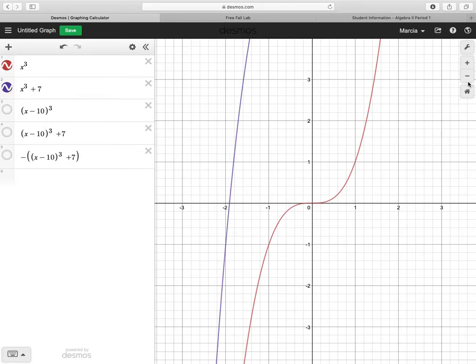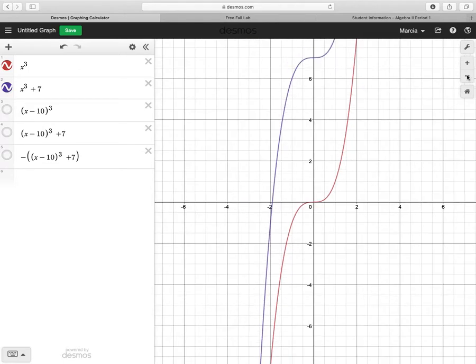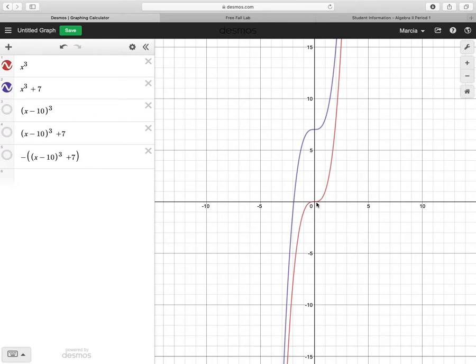Ooh, that looks like a problem until we zoom out and we can see all that happened was that our purple curve is exactly the same as our red curve. It simply slid up to a position of 0, 7 as the point of inflection in the middle of the curve. So this made sense. Our x cubed curve was translated up the y-axis by positive 7. Okay, that's good.